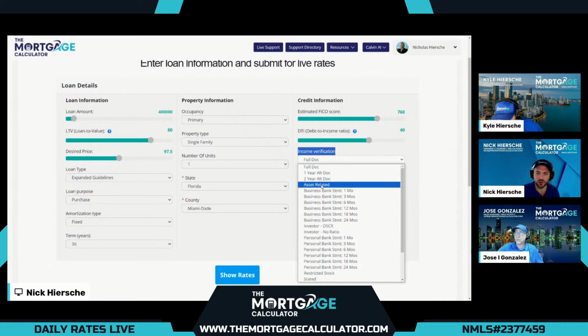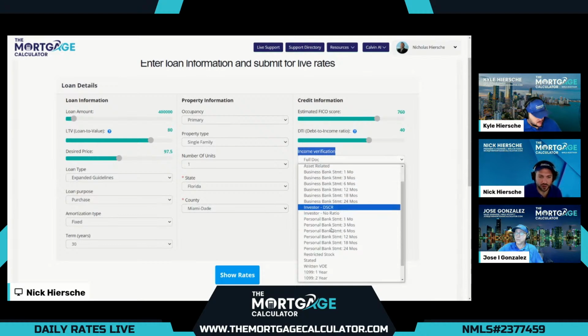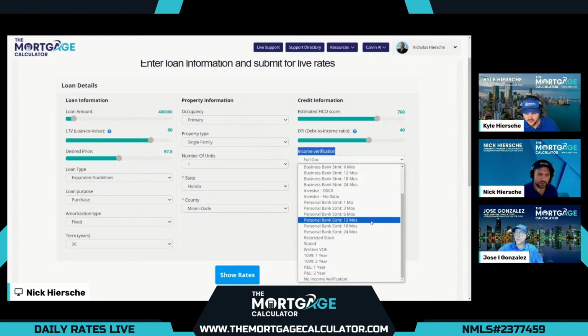We have asset-related programs, business bank statement programs. The investor programs here are just for investment properties. We'll look at those in a second. Personal bank statement 12-month is the most popular. That's what we use today. We also have RSU, stated income, VOE, 1099, P&L, no income CDFI, all kinds of variations.